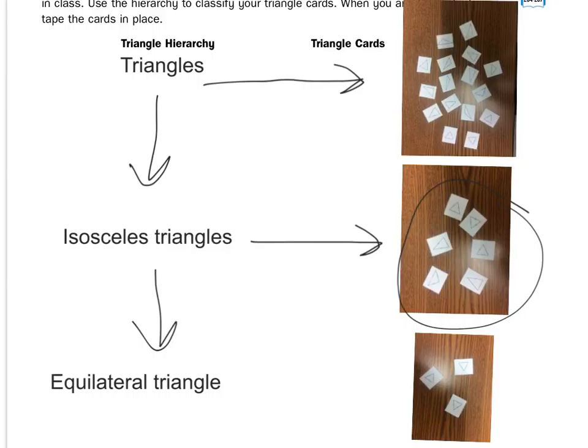Now that we have finished this page, I'd like for you to take all but 2 triangles. Take 2 triangles out of your math journal and put them to the side. Okay, so you've got 2 triangles to the side. I want you to glue the rest of the triangles into the correct hierarchy. So you have some triangles at the top category, some in the isosceles, and some in the equilateral. But you have 2 to the side because we're going to need those for the next math journal page.